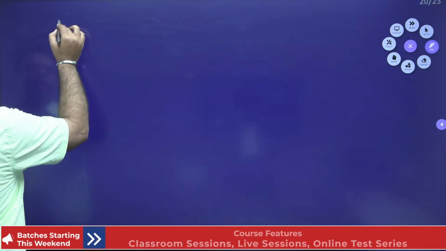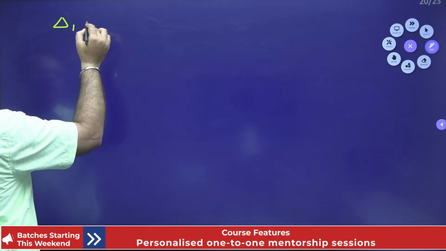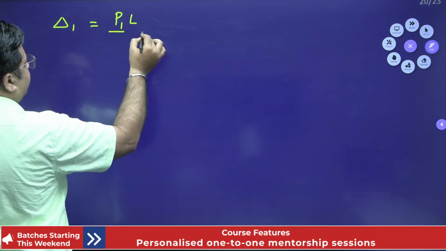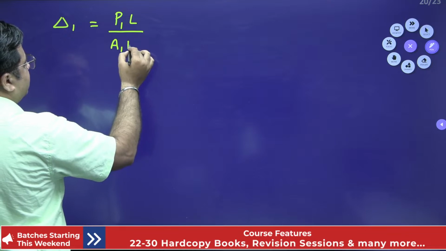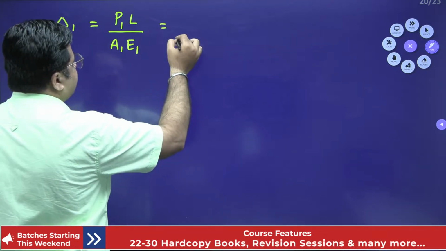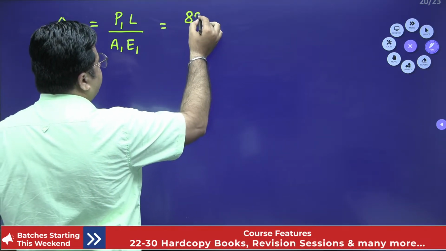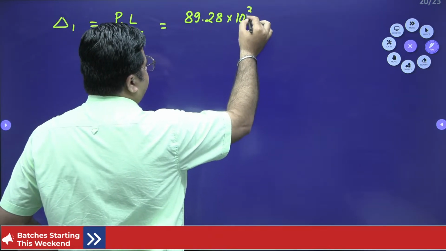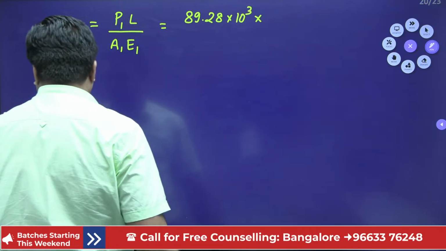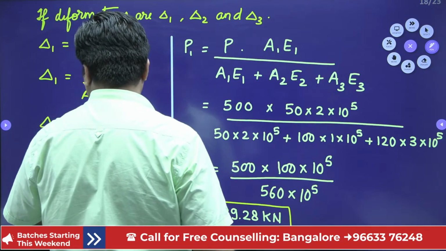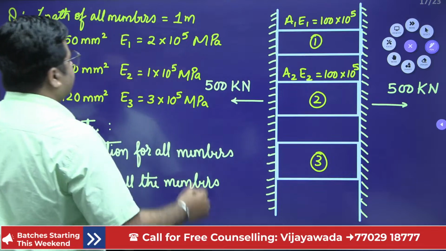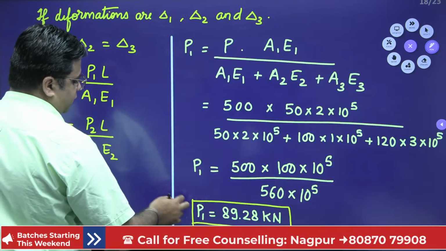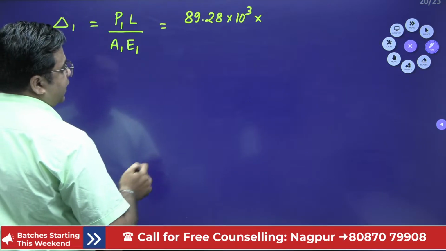Now you need to calculate deformation delta. So deformation delta, I'll calculate through delta 1. Delta 1 is P1L upon A1 into E1. P1 is 89.28 and it is in kilonewton, so I'll write 10 raised to power 3, converting into Newton. Length of the member is given as 1 meter. So length of all the members is given as 1 meter.